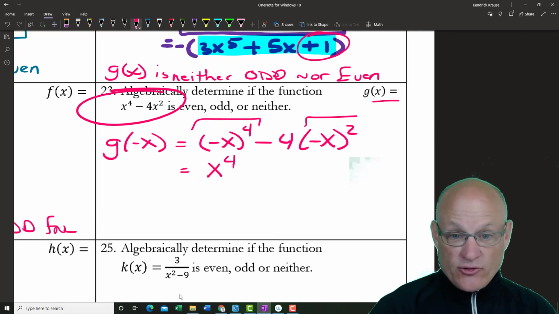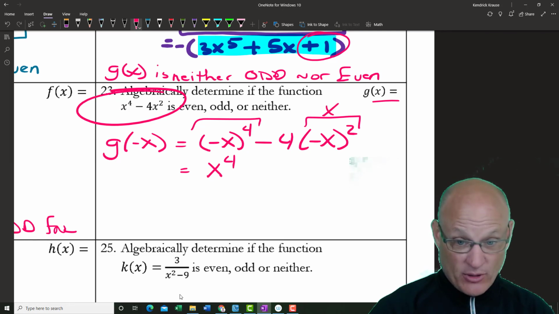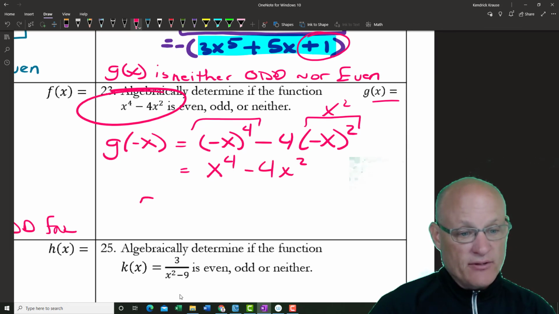So this is just positive. Don't worry about the negative 4 times this. You've got to do this exponent stuff first. So this negative x squared you have to do first, which makes it positive x squared. That's really positive x squared. And then we have a negative 4. So negative 4x squared. So this is even.